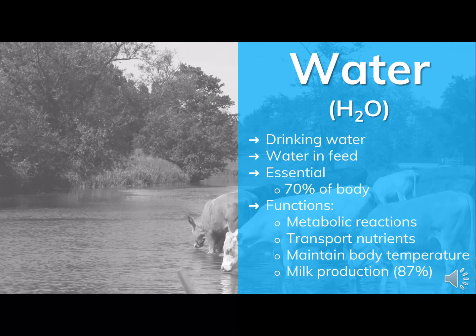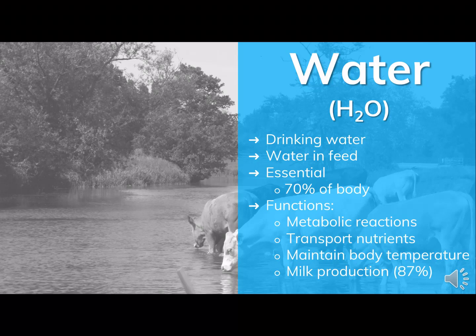And when we see animals removed from water, without access to water, we tend to see health issues and ultimately death. Water has huge properties in the body, so it's going to do everything from transporting nutrients in the bloodstream to helping maintain body temperature. We're going to see it actually be a huge component of milk production. So milk produced by most livestock species is going to be about 87% water.